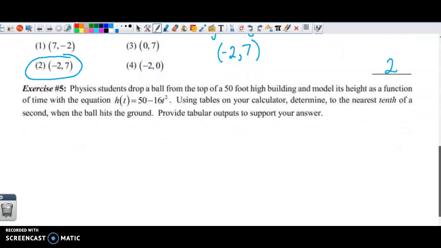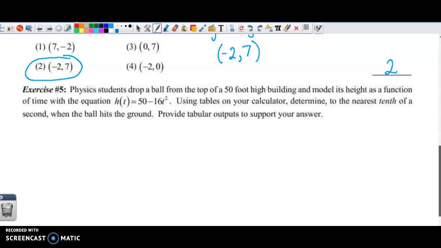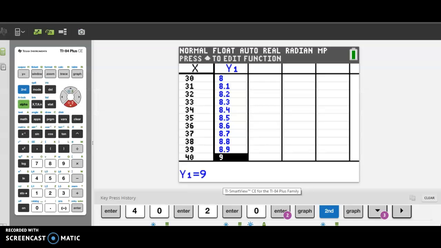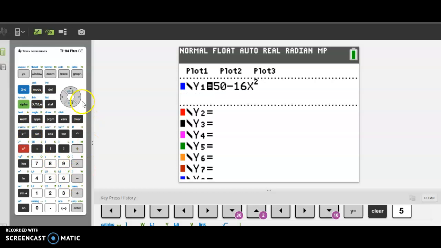And then the last exercise here, we drop a ball off the top of a 50-foot building, and then we have this equation to represent it. And they want you to practice your calculator usage to see how to do this. Let's just pull up the calculator real quick, which I still have open from the previous lesson, and you can type it in the way it looks, 50 minus 16, but instead of a t in the problem, we're going to write x squared.